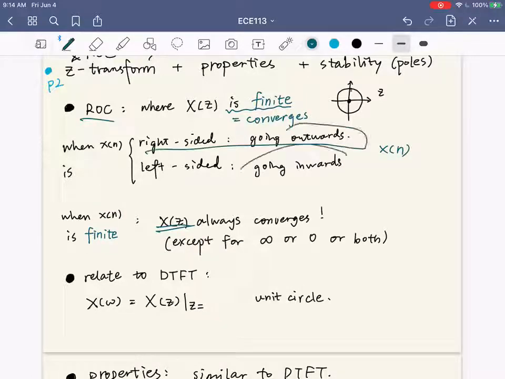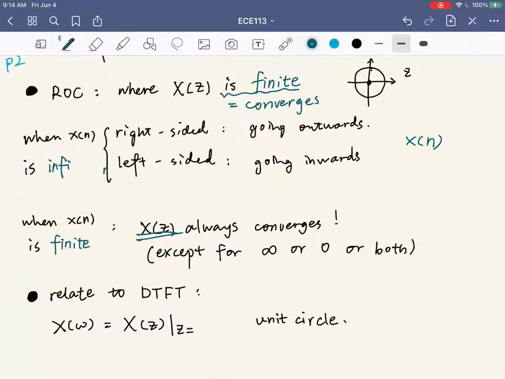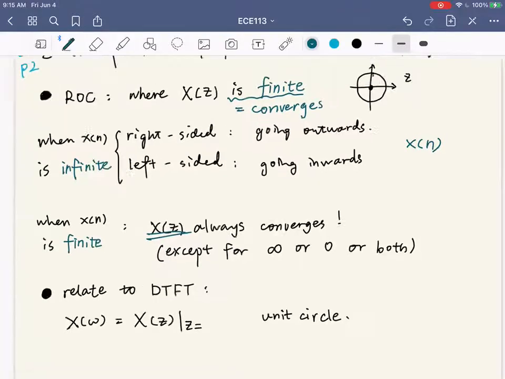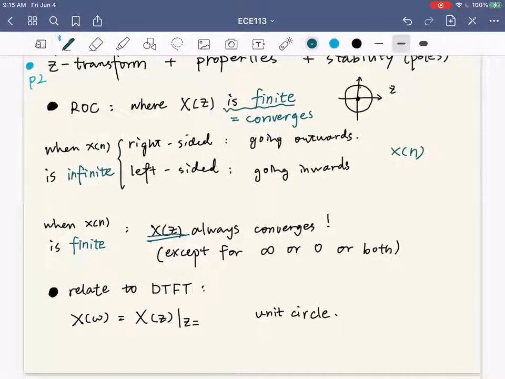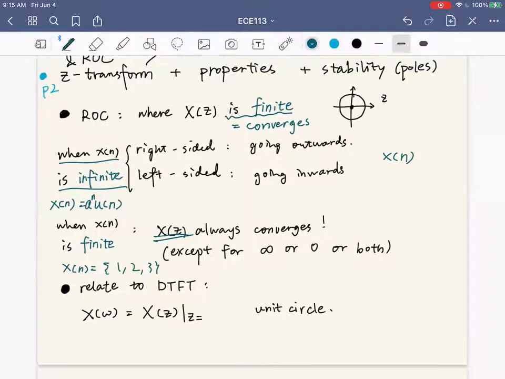So going outwards and going inwards apply to infinite x[n]. This is usually ignored, but important. Okay, so how do you know whether it's finite or infinite? If you only have values like 1, 2, 3, it is finite. But if you have a sequence like u[n], it is infinite. And of course you can have a to the n, which continues forever as n becomes bigger.